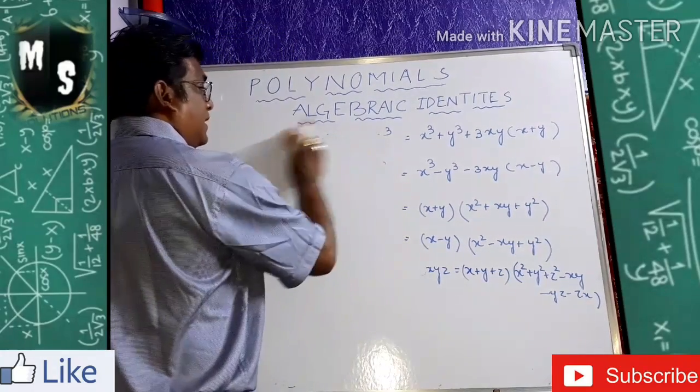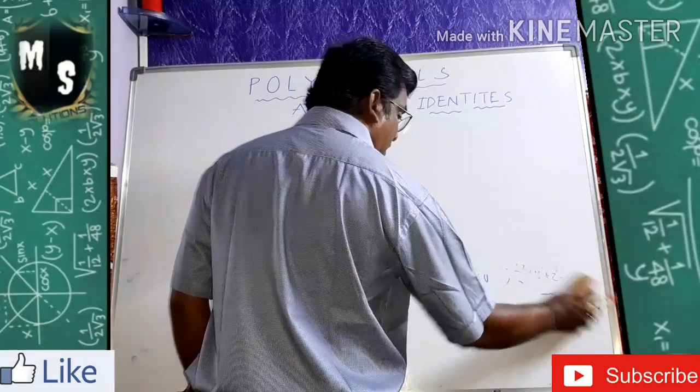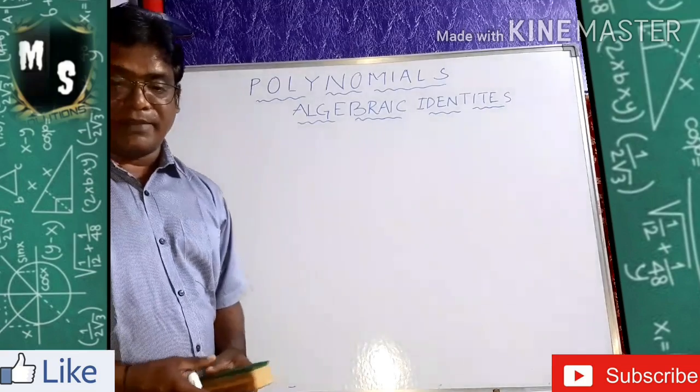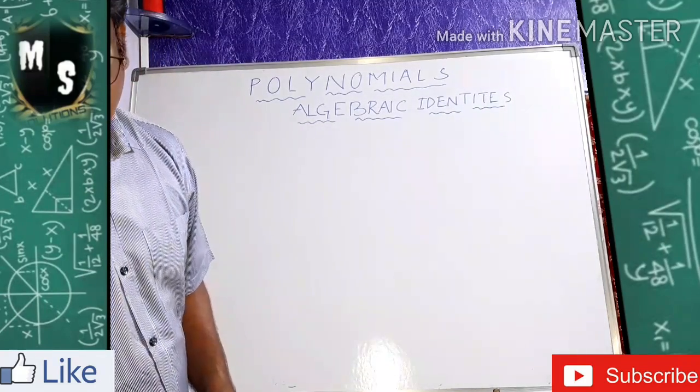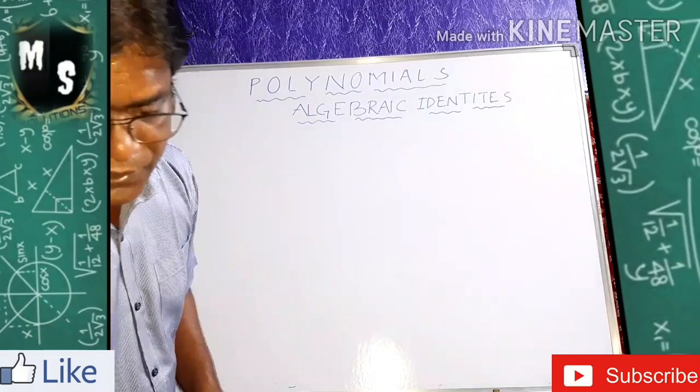The first sum I am going to do for you is a plus b whole cube and a minus b whole cube. The formula which is carrying a plus b whole cube and a minus b whole cube is in your textbook, and first I am doing it for you.